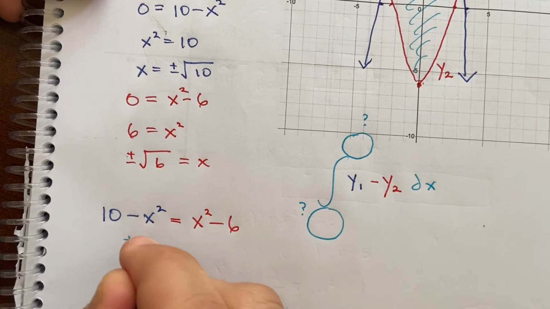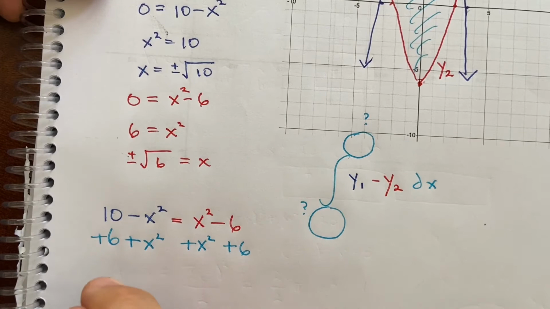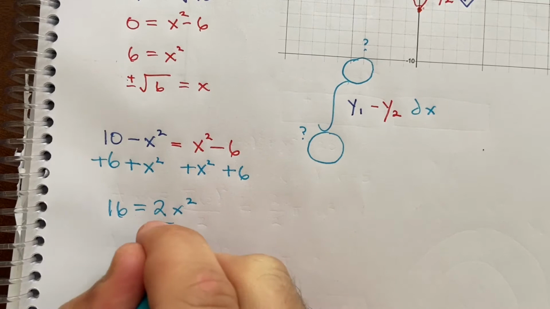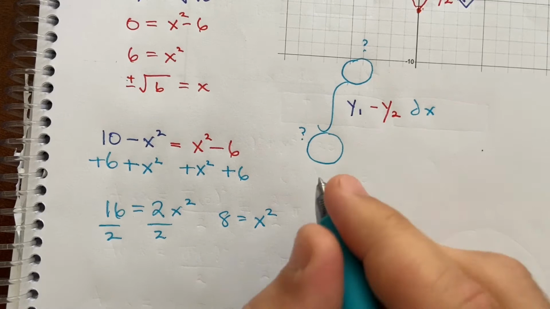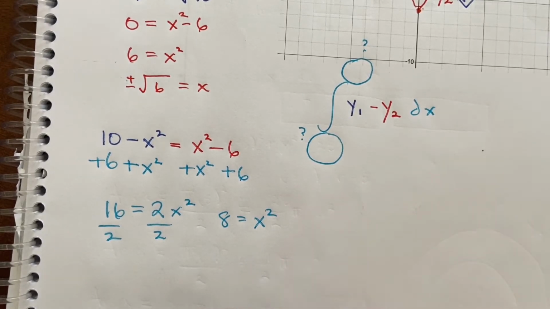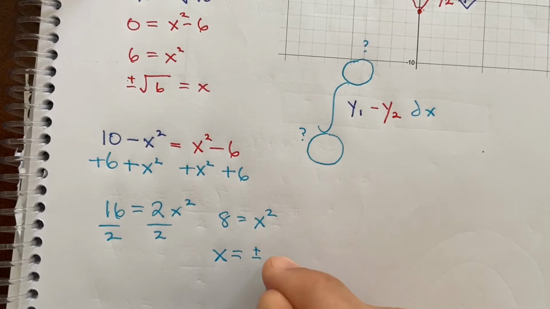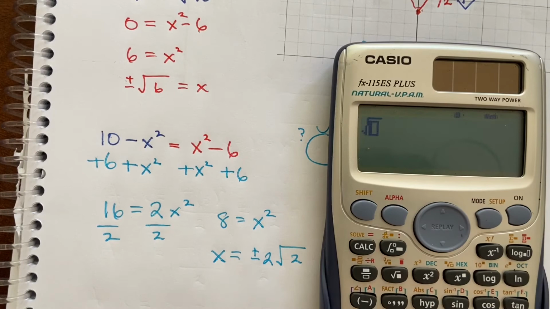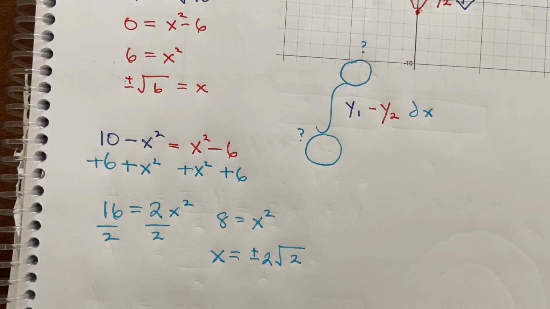So maybe I'll add x squared, and I'll also add 6. So 16 equals 2x squared. Divide, solve for x. So 8 equals x squared. In other words, plus and minus the square root of 8. So x would equal plus and minus 2 root 2. Right, square root of 8. So that tells us our limits.